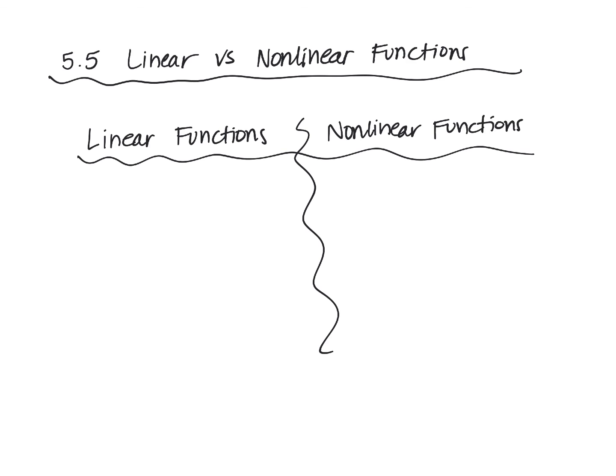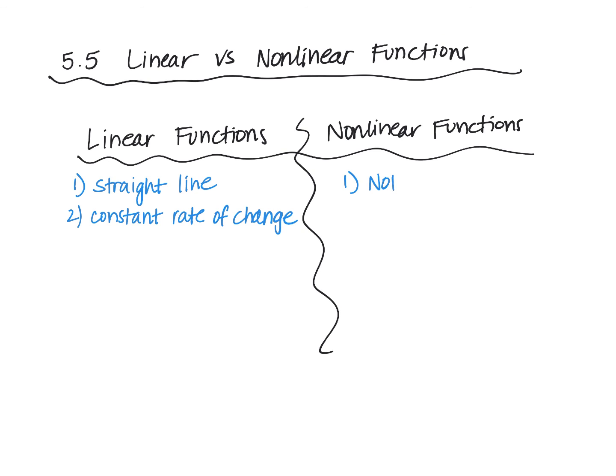All right, so linear functions make a straight line if you graph it. And they have a constant rate of change or slope. Okay, nonlinear functions, not a straight line. Okay, and do not have a constant rate of change.